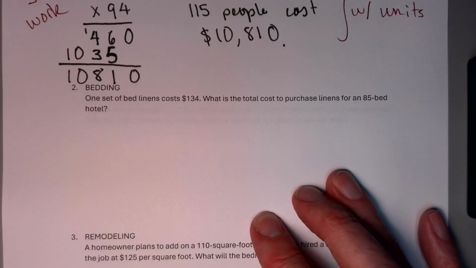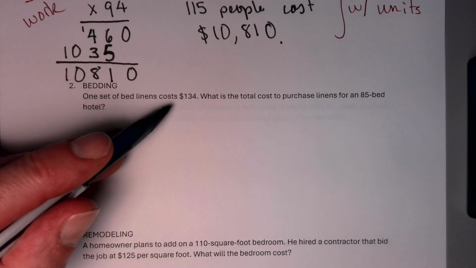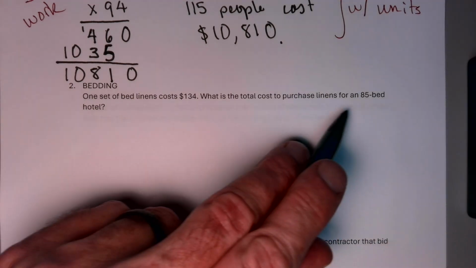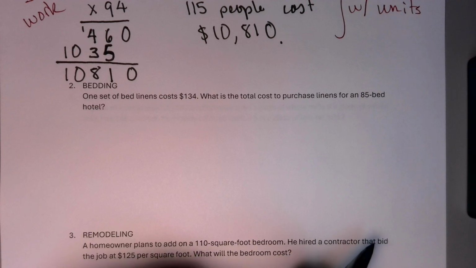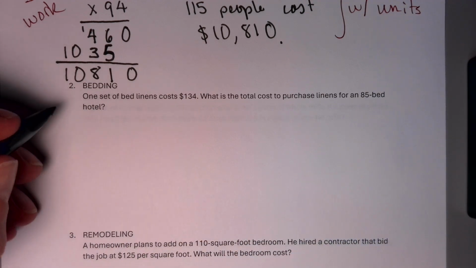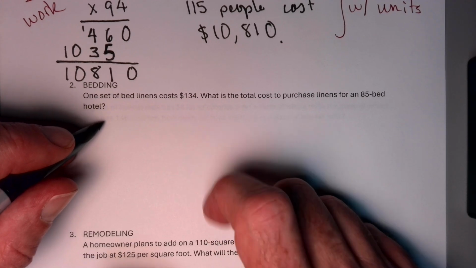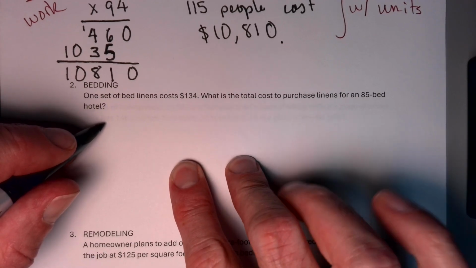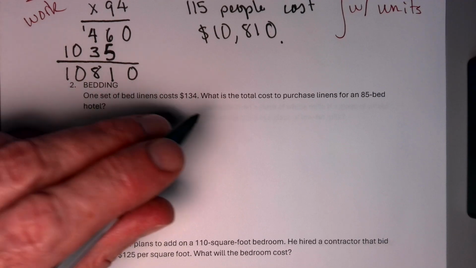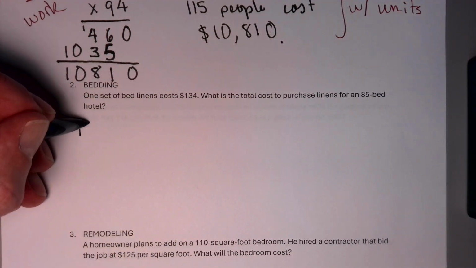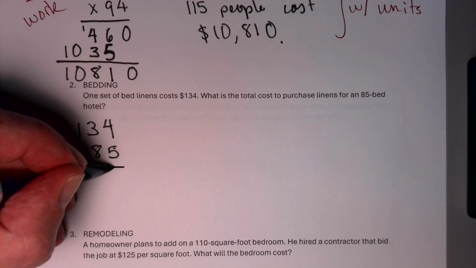Okay, let's do a couple more here. One set of bed linens costs $134. What is the total cost to purchase bed linens for an 85-bed hotel? All right, so once again, we're multiplying. Right? We could add repeatedly. We could do 134 plus 134 plus 134 plus 134. Every room is costing us $134 for the linens, and there are 85 rooms. But it's much more direct to multiply. So we'll do 134 times 85.